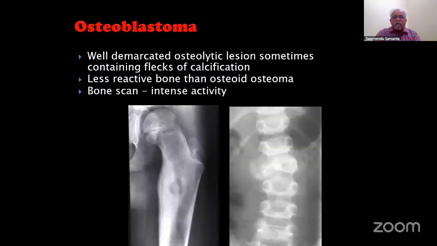Then the osteoblastoma. There will be a well demarcated margin over here, osteolytic, with flecks of calcification. Less reactive bone than the osteoid osteoma. This is less reactive than the osteoid osteoma.